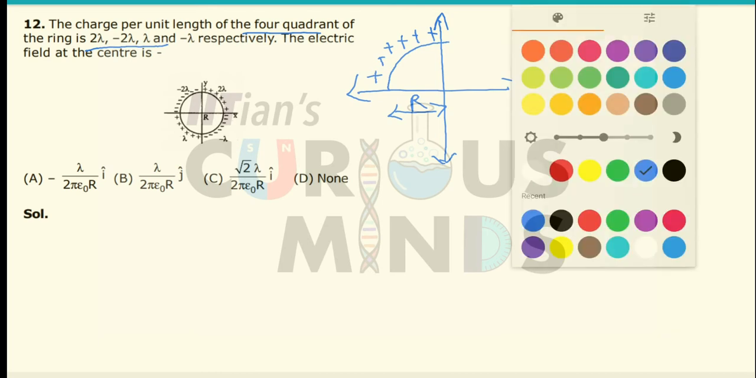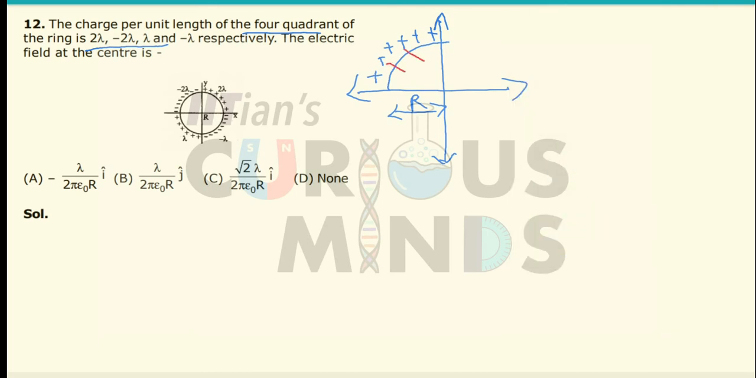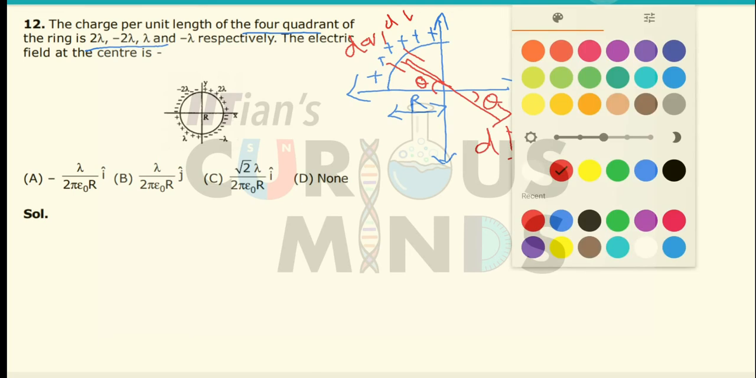Let me take a small section dq in a small length dl, and let it make an angle theta with the negative x-axis. So we have to find out its horizontal and vertical component. Let the electric field be in this direction, making an angle theta. There will be a small electric field dE created over here.